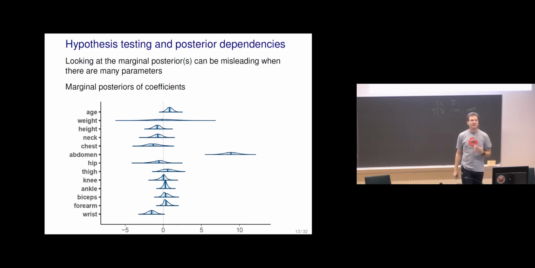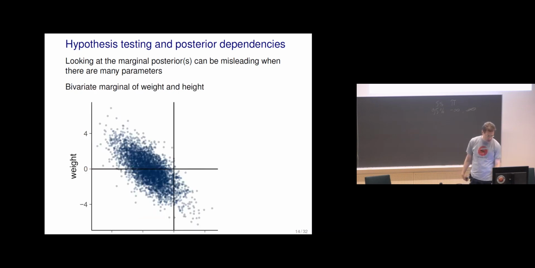In the beta blocker example, there was just the one treatment parameter. There's no posterior dependency. Looking at the marginals and whether they overlap with null or the region of practical equivalence is difficult with many parameters. This is the body fat example. Now we see that weight and height, for example, both overlap 0. But if we look at the bivariate marginal of weight and height, we see that 0 is not inside this highest posterior density region. And it's difficult then to look at these in higher dimensions.